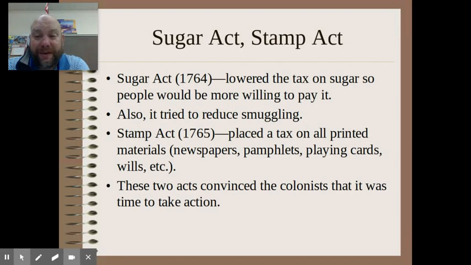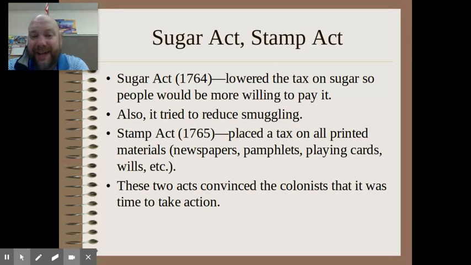The Sugar Act actually lowered the tax on sugar, which is something people get backwards. But it basically lowered it, so it gave English sugar an unfair advantage to where people would have to buy sugar from England only instead of trying to smuggle or whatever. And so they saw this as a slap in the face.